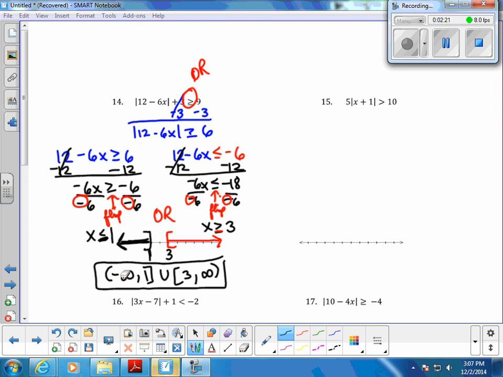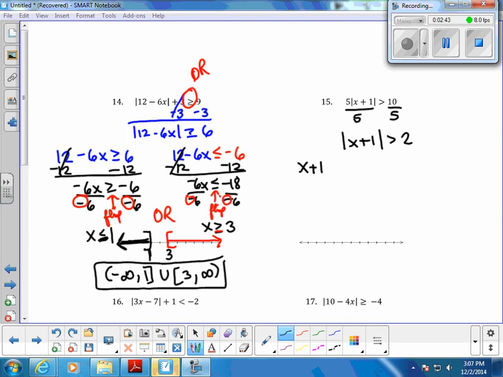Okay, number 15. Absolute value is not by itself yet. It has a 5 multiplied by it. So before I can start solving this thing, I need to divide everything by 5. We've got to get absolute value by itself first, like this. Now I'm ready to break it into two equations, inequalities, I mean.